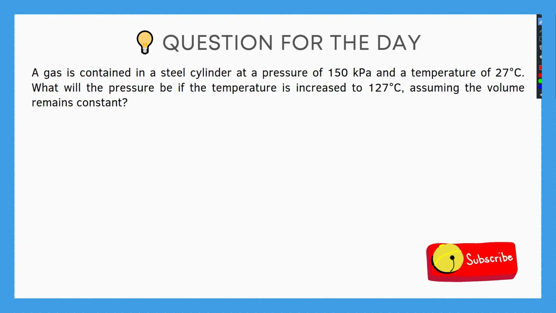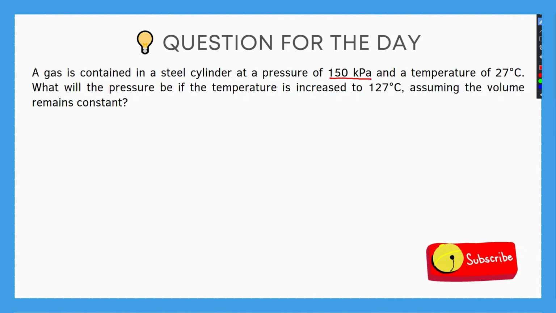On today's episode of Question for the Day, we're looking at a question that has to do with one of the three major gas laws. So let's get into what we have today and see if we can do justice to this question. The question says, a gas contained in a steel cylinder has a pressure of 150 kilopascals.